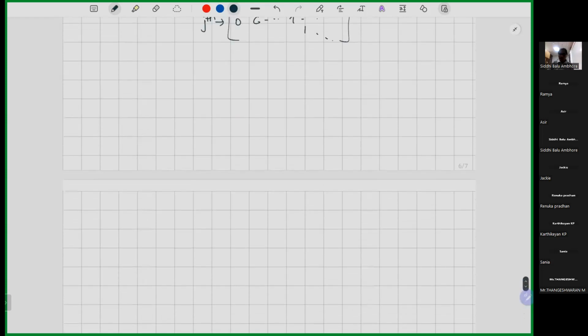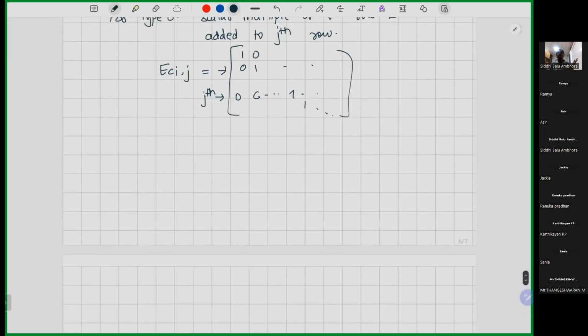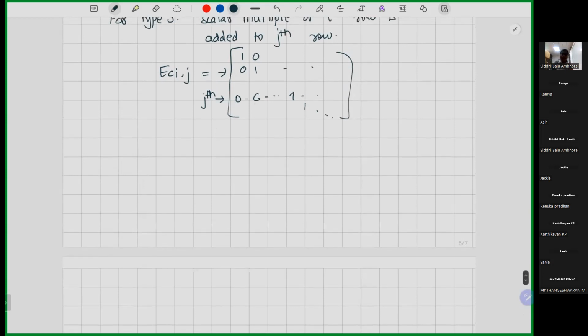So how to obtain the identity matrix from this? What I want to do is make this C zero. And how can I make this C zero? I want to add minus C to this C and make it zero. I can take minus C multiple of the ith row and add it to the jth row. Then it will be C minus C, and it will give me back 0.